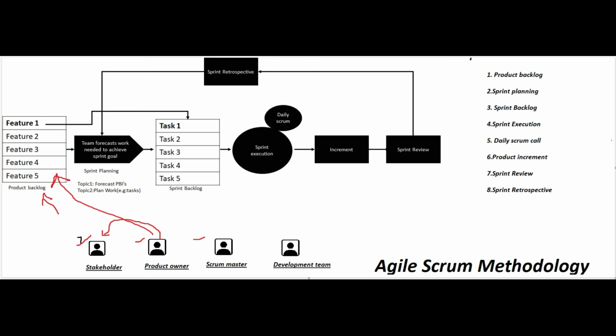And once you have added all the features into the product backlog, the next step is sprint planning. In the sprint planning, the product owner, scrum master and team will gather and finalize what is going to take place in the current sprint. So they will divide the features into multiple tasks. Then they will decide what tasks to be added into the current sprint.